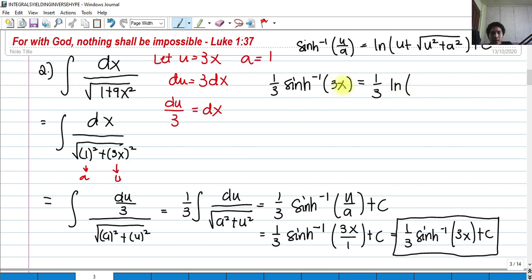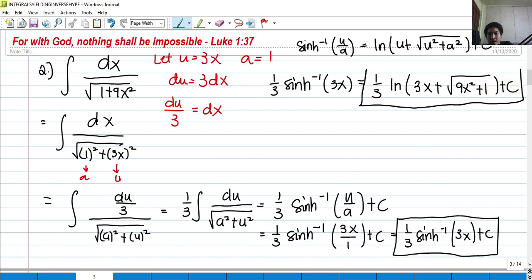What is the u? Our u is 3x here. So 3x plus the square root of u squared plus a squared, which is actually 1 plus 9x squared. Our u squared would be 9x squared plus 1, plus C. So this should be our answer also. Both answers are actually valid.